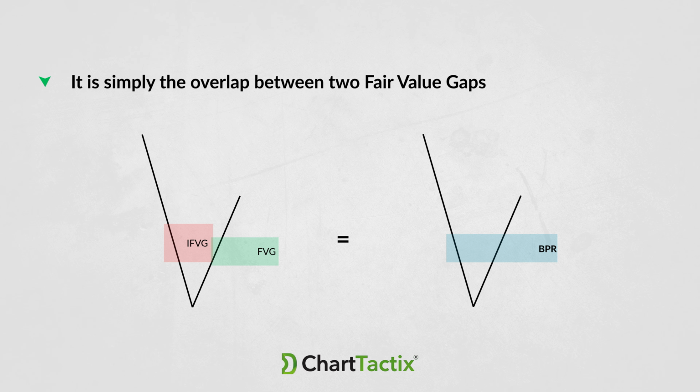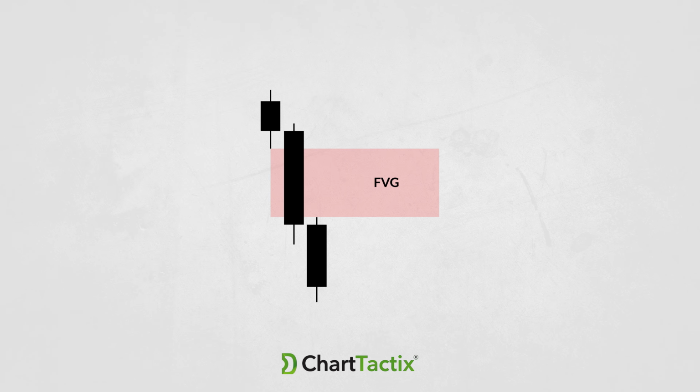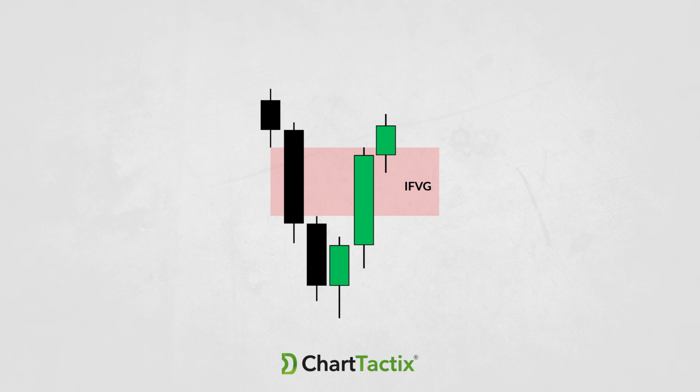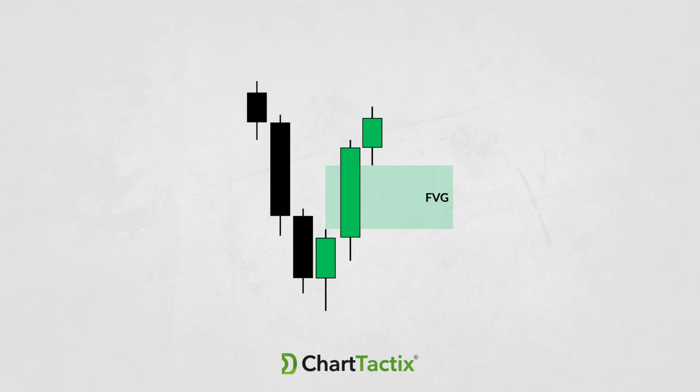Now let's look at a graphical representation of this. First, price creates a bearish fair value gap. Then price pushes up and disrespects that gap. Once that happens, that bearish fair value gap becomes an inverse fair value gap. After that, price forms a bullish fair value gap around that same area. Now you have overlap. You have the inverse bearish fair value gap and the bullish fair value gap. Right in between them, that is your balanced price range.